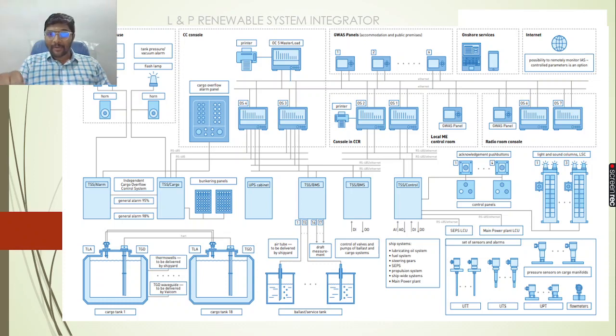Apart from it, we have a TSS alarm system for cargo, a UPS cabinet, and a BMS control. We have light and sound columns. We have tank level sensors, and also a set of sensors to raise an alarm in case of any emergencies and mishaps. We are even monitoring each and every valve.